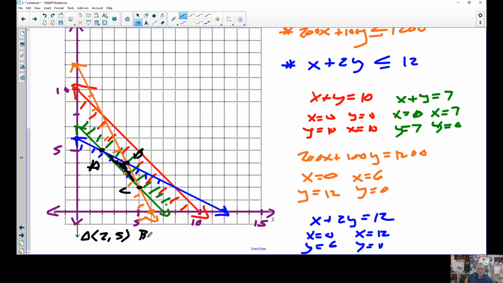B looks like it is 4, 4. And 4, 4 should make the blue one right. So it'd be 4 plus 8 equals 12. That's true. And it should make the orange one right because this is the intersection of the orange. So 4 times this would be 800 plus 4 times that is 400. That would make 1200. So 4, 4 looks good. Again, you could solve these systems if you had to, but a lot of times if you make a good graph, you'll see it. So then we have 5, 2.